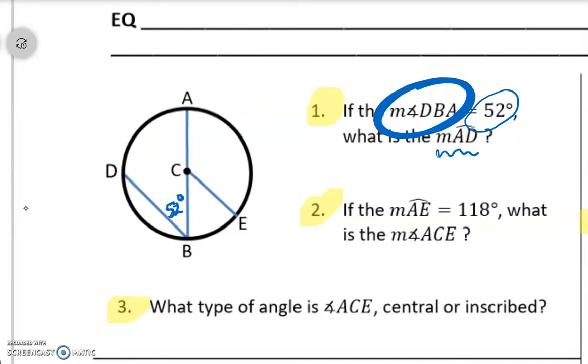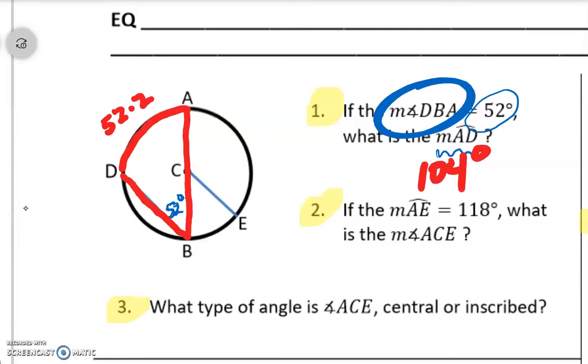What's the measurement of arc AD? Okay, well, this is arc AD right here, right? And this is the angle that intercepts that arc. And we know that that is an inscribed angle, not a central angle. So therefore, the arc is double the inscribed angle. So 52 times 2 is 104 degrees.